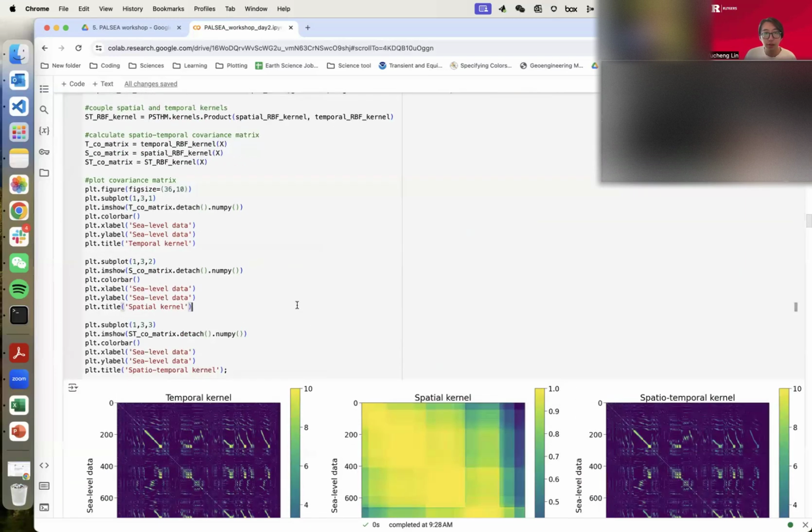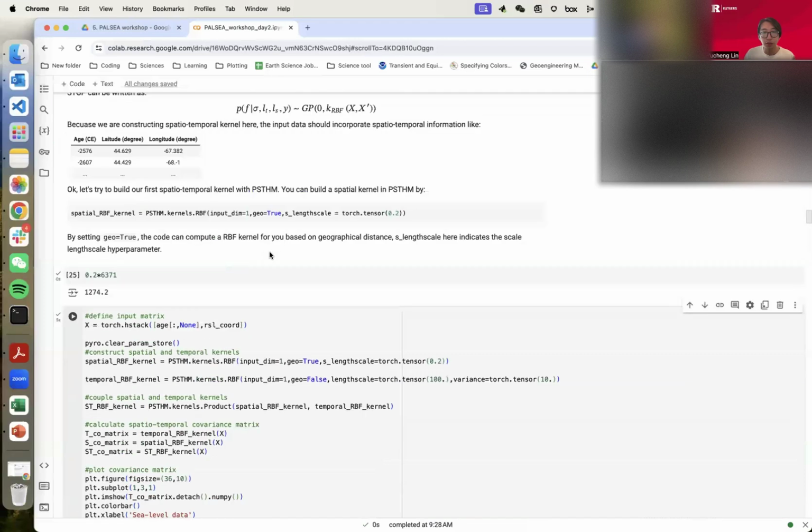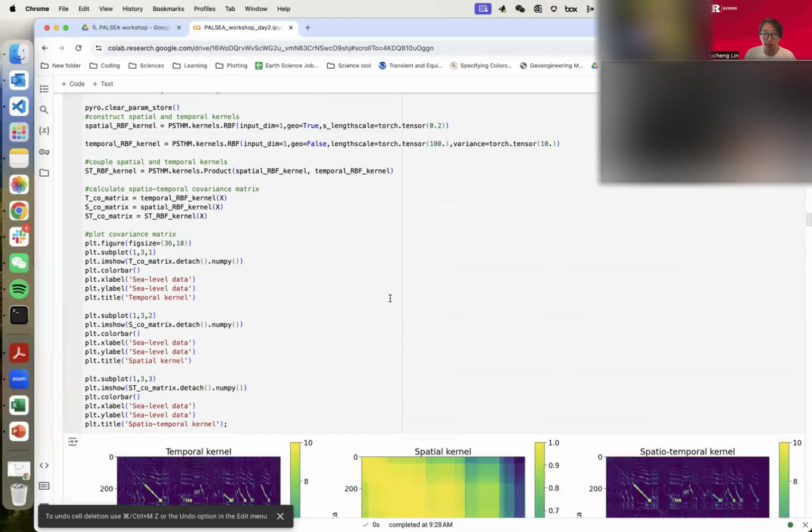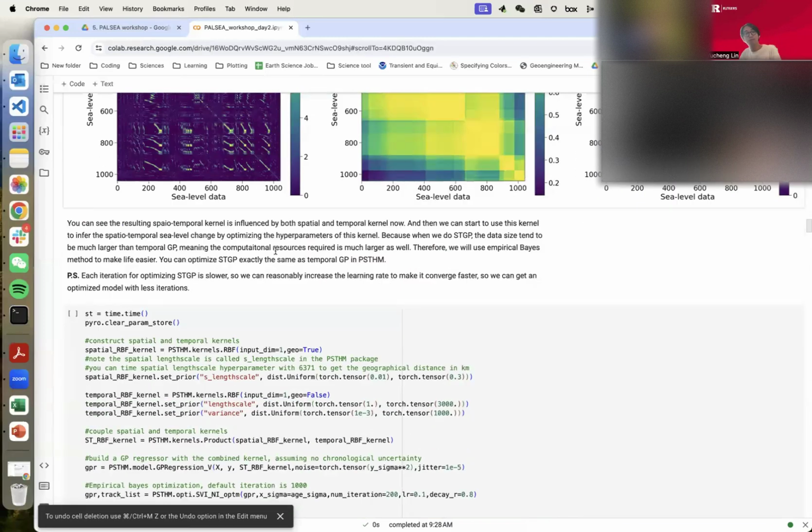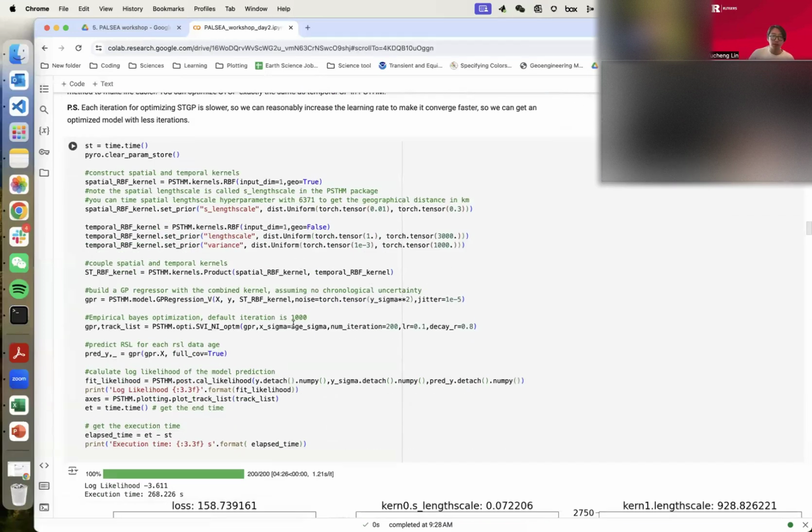Okay, so now we are trying to fit this really simple spatial temporal kernel to our spatial temporal database. So we are building our first spatial temporal model. Here, let me show you how. The kernel setup is pretty much similar. You set a spatial kernel as an RBF, though you don't need to use RBF. We will cover that a little bit later.